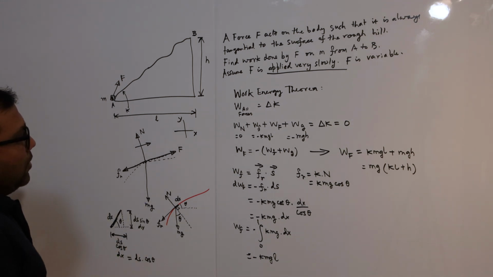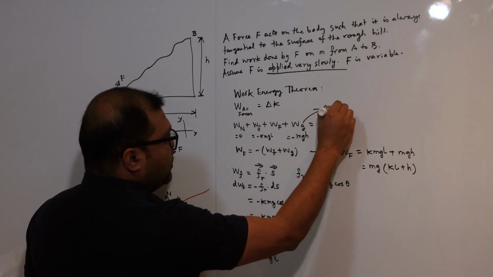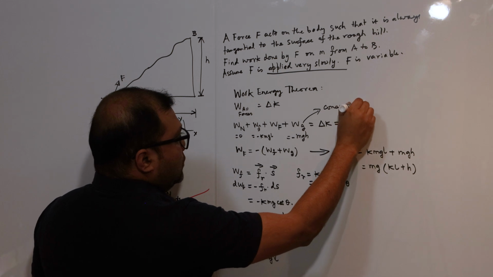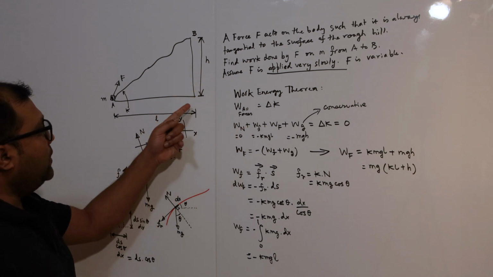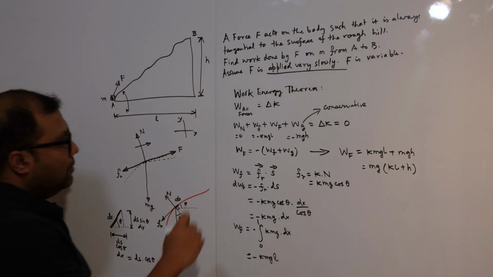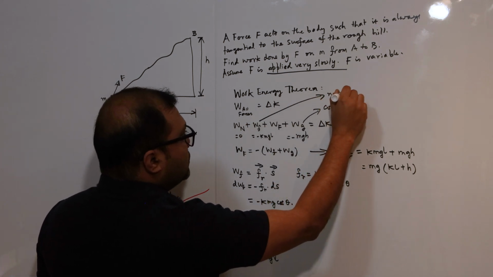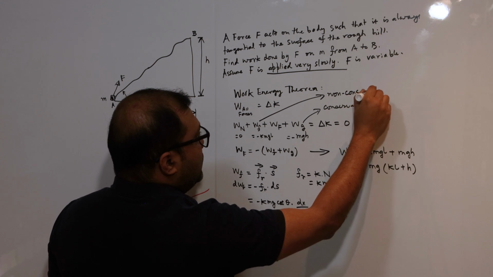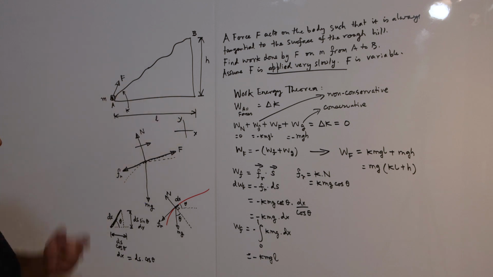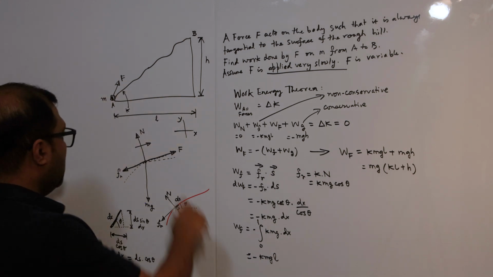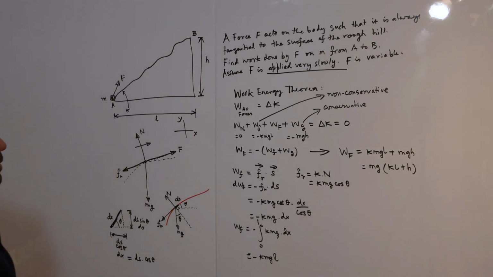Now gravity is a conservative force. So we could find the work done by gravity in a different path very easily. But remember, friction is a non-conservative force. So it will be incorrect to just calculate friction along a different path, because it is dependent on the path. So that's the reason you have to integrate along the path. Okay?